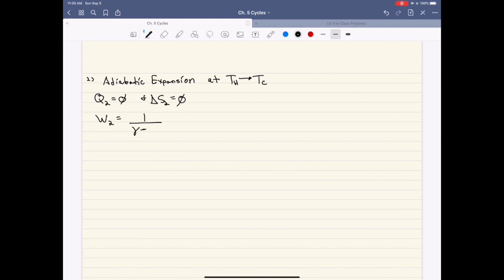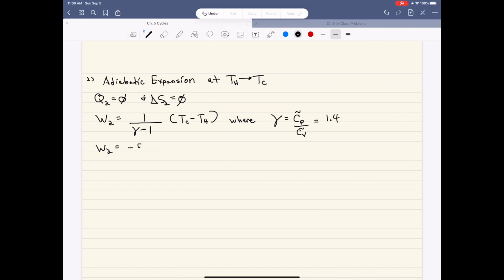that the work for an adiabatic expansion is just the difference between the final and the initial temperature divided by gamma minus 1, where that gamma is the ratio of the constant pressure heat capacity over the constant volume heat capacity. If we take the values that we calculated at the beginning of this problem, that ratio is 1.4. So we know all these values, so all we have to do is plug in, and we get that W2 is equal to negative 522.9 joules.